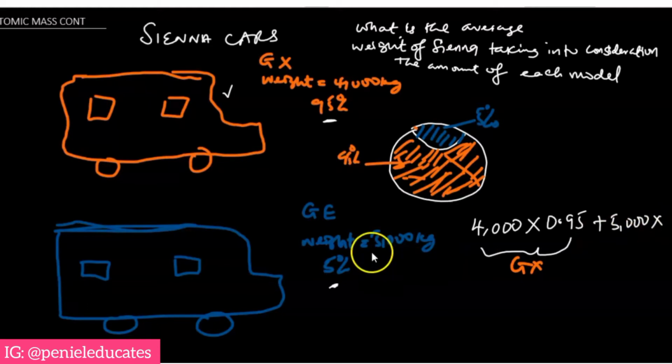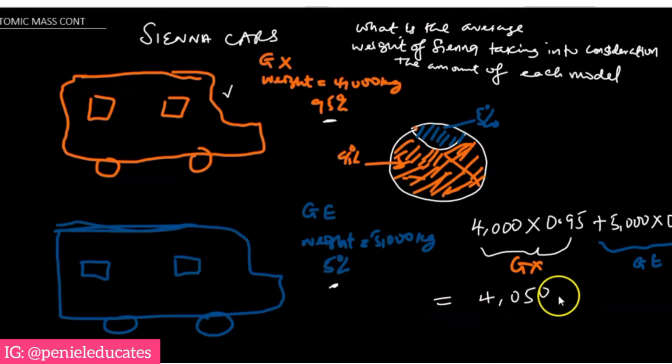Then multiply by the amount that we have. I'm going to convert it to decimal, that's 0.05. This particular one is the model GE. So now, if you do this calculation, I'm going to have about 4,050 kg. Now, what does that one mean? It is different from the previous average that we have, which is about 4,500.